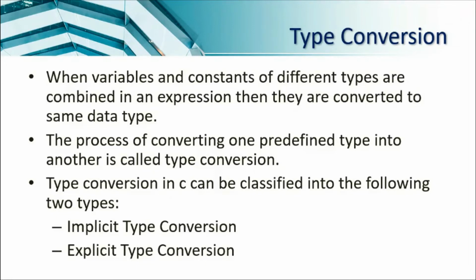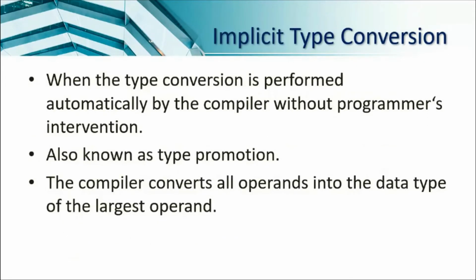In implicit type conversion, C does the conversion, and the programmer has no knowledge of, or is not bothered about, the type conversion that is happening. But in explicit type conversion, the programmer gives a command or a particular keyword such that whatever comes after that keyword will be converted to a specific type. So let's see the different types.